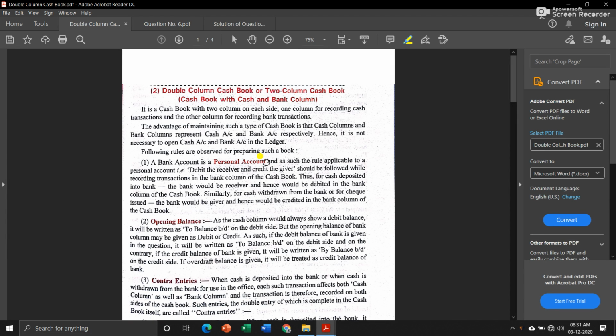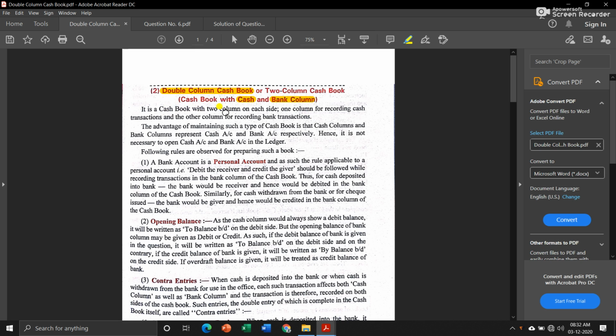Hello everyone, in this session we will be discussing double column cash book or two column cash book. Now in this cash book we will have two columns on both sides, that is on debit and credit side, and the columns are cash column as well as bank column. Now let us see what is meant by cash book with two column.